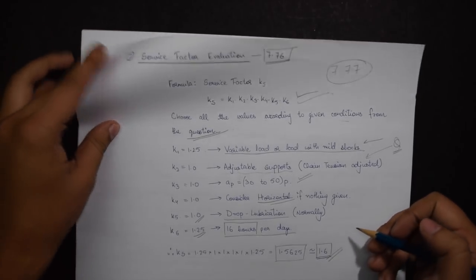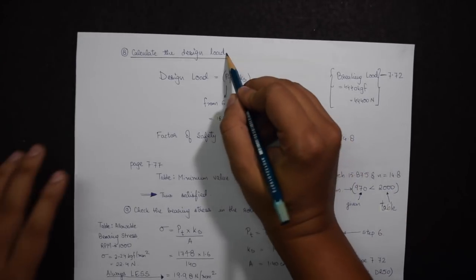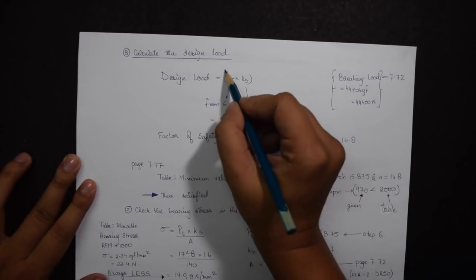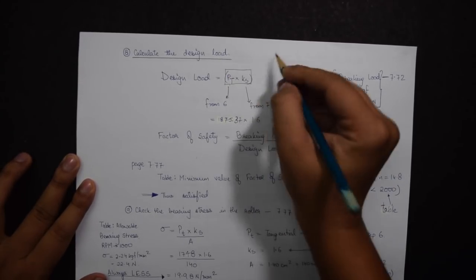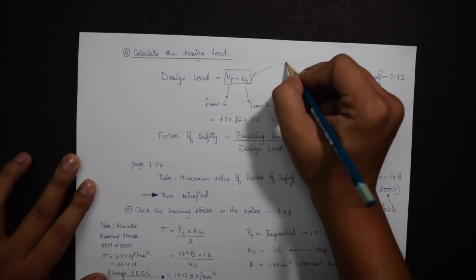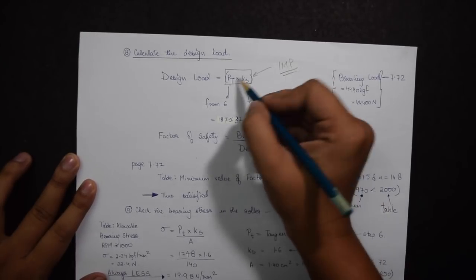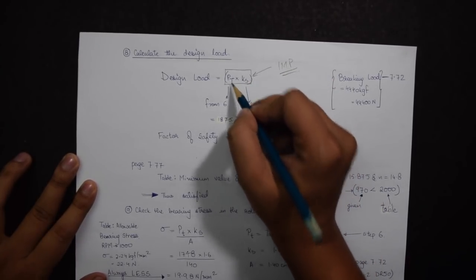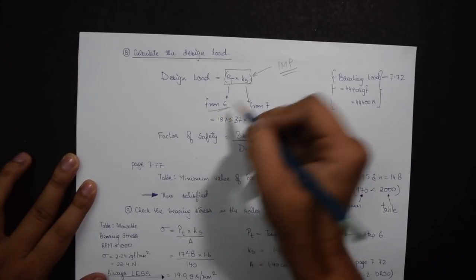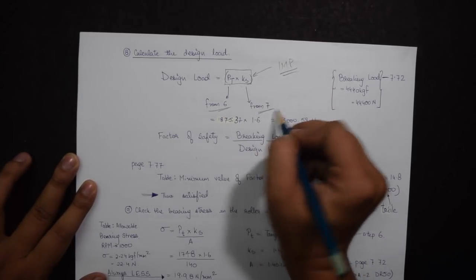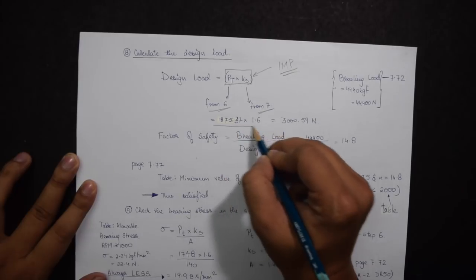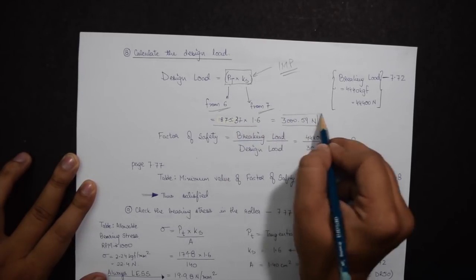Now calculating the design load. This formula is not mentioned in the data book, so it would be advised to just remember this. So design load is PT into Ks. Now PT we got from step 6 and Ks we got from step 7. Therefore, this value turns out to be 3000.59 Newton.